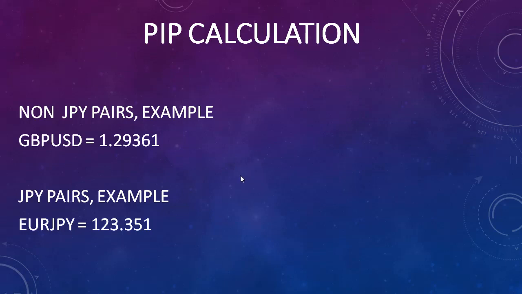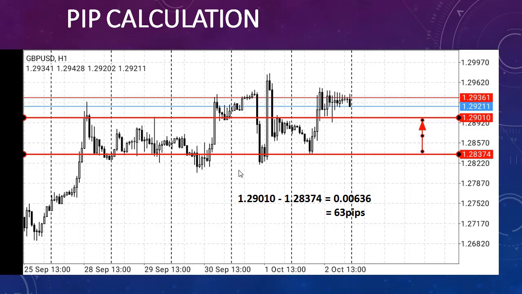It's very, very simple. Let's consider a non-JPY pair first. In this case, we have GBPUSD, and let's say this was the price. The price moved from 1.28374 to 1.29010. If price moved from 1.28374 to 1.29010, then what is the pip? How many pips does the market move?